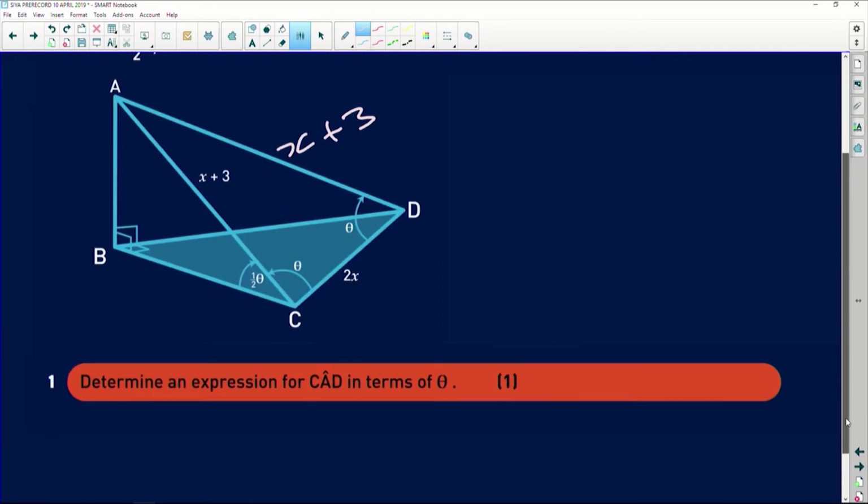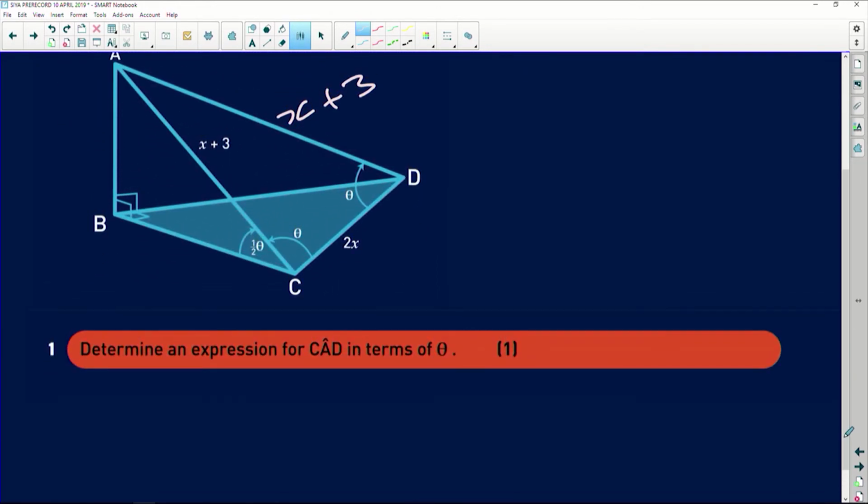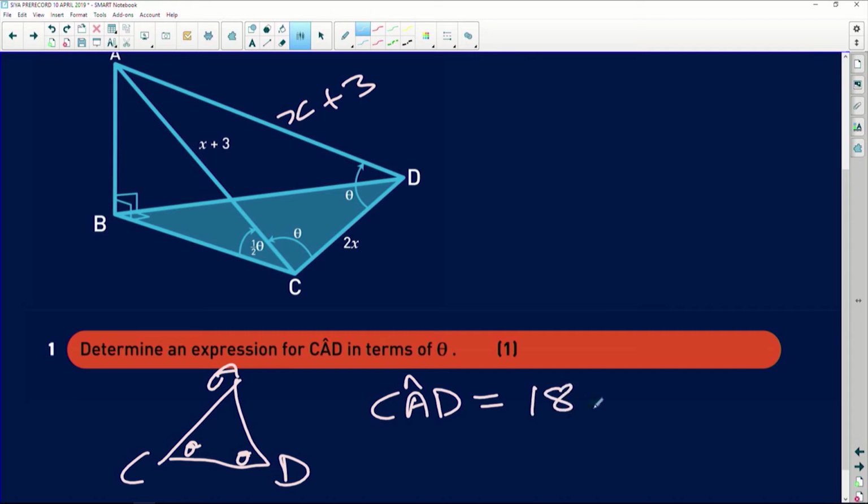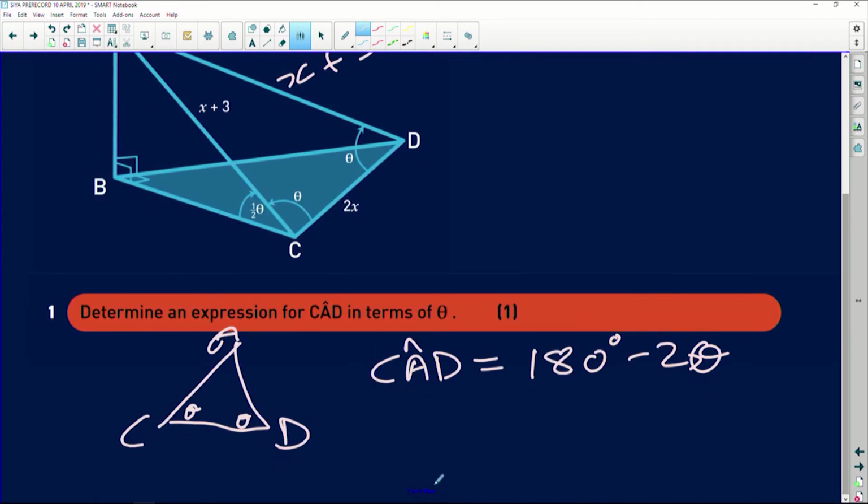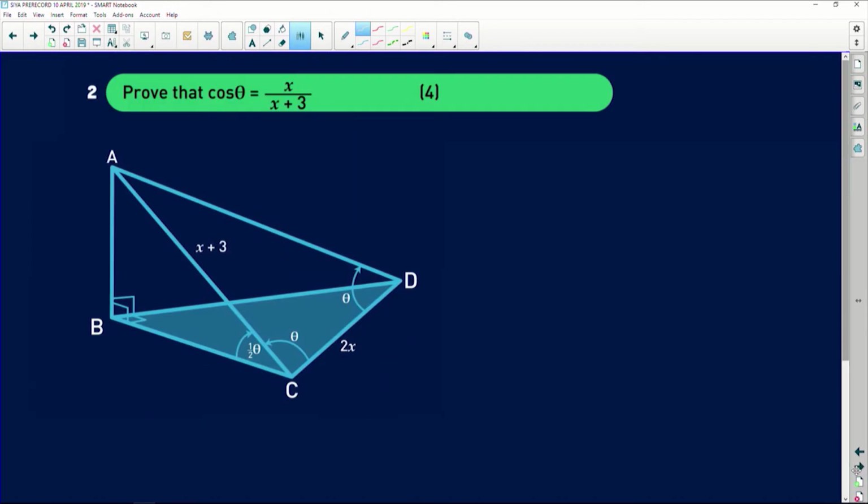Now let's go down to the first question. The first question is asking us, determine an expression for angle CAD in terms of theta. To do that, we'll look at which triangle we're focusing on. So the triangle here that we're focusing on is triangle ACD. Remember, I have theta there, I have theta here. So to work this out, you're going to use the sum of interior angles of a triangle. So angle CAD will be equal to 180 degrees minus 2 theta. Remember that the reason for this will be sum of interior angles of a triangle.